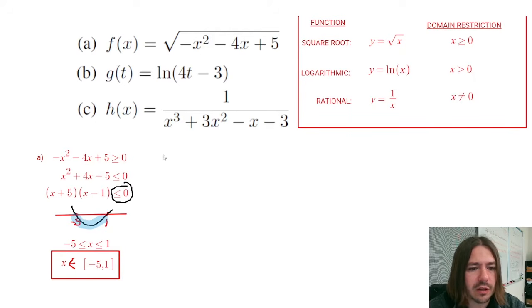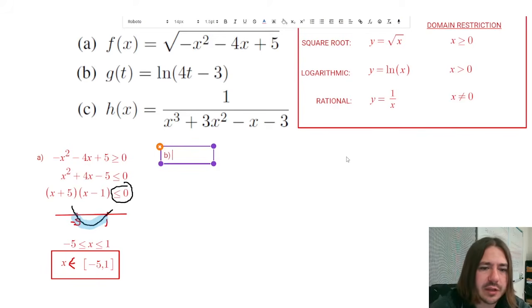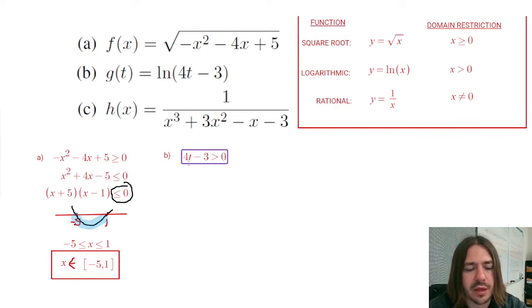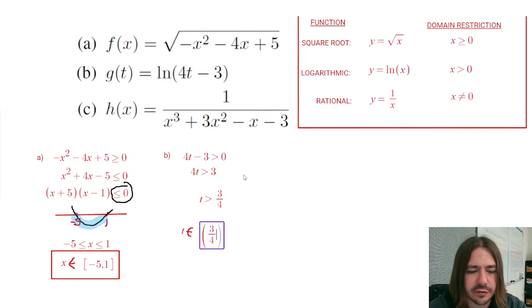For part B, we've got a logarithmic function. The domain restriction for log functions is that the argument has got to be positive. So that means that 4t minus 3 must be positive. And so here we're just going to solve for t. This one's a little bit more straightforward than the quadratic one. We're just going to add 3 to both sides and then divide both sides by 4. So t is going to be greater than 3/4. We can also write this using set notation, just like we did the previous one. The way we'll write this is we'll use parentheses, since it's exclusive, 3/4, comma, infinity.